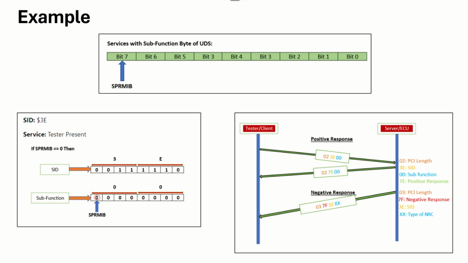For a positive response, the ECU sends back a response frame with PCI length and SID as 3E and subfunction code indicating success. If there is an issue, the ECU will respond with a negative response shown by SID 3E and 7F, indicating it's a negative response, followed by an error code, which is nothing but an NRC, specifying the type of issue.